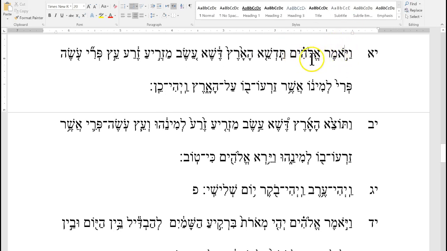Vayomer Elohim, and God said, Tadseh ha'aretz, let the earth sprout forth desha, sprouts, esev, herbage, mazriah, causing seed, mazriah hifil, and then a cognate accusative, seeding seed, eitz peri, a tree of fruit, and then we have a participle, oseh, making fruit, a tree of fruit making fruit, lemino, to its kind, asher zaro bo, which has its seed in it, all ha'aretz, on the land. Vayhi, and it was so.